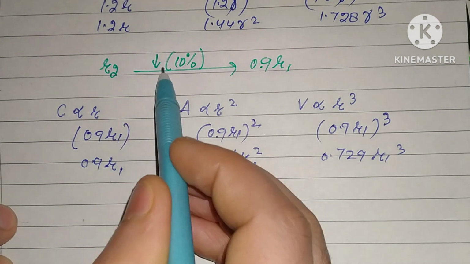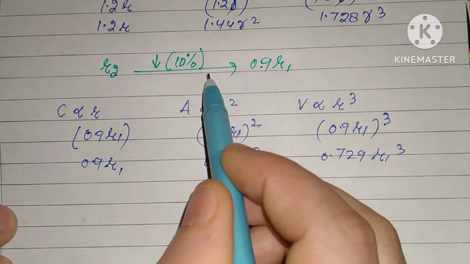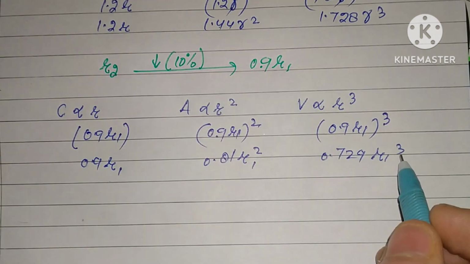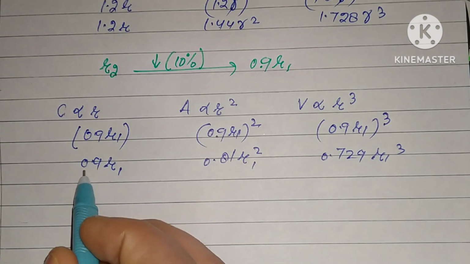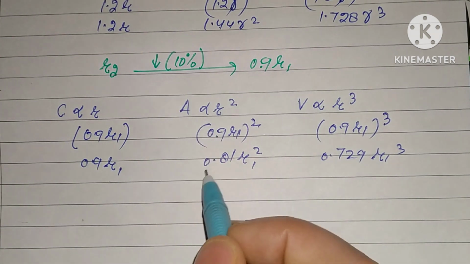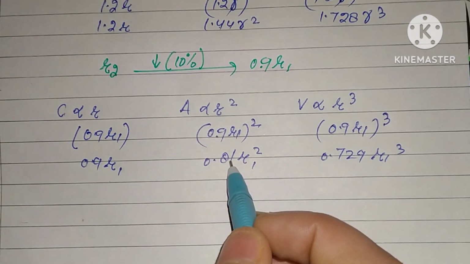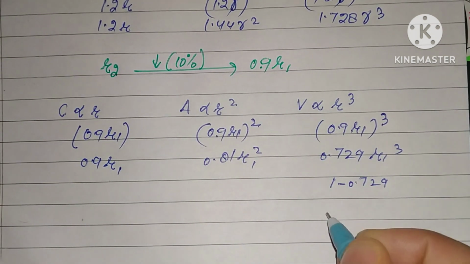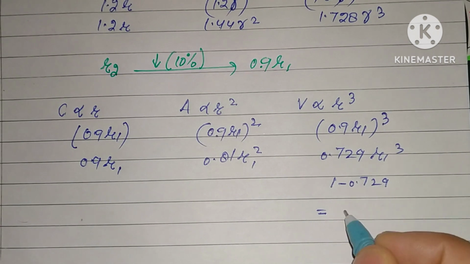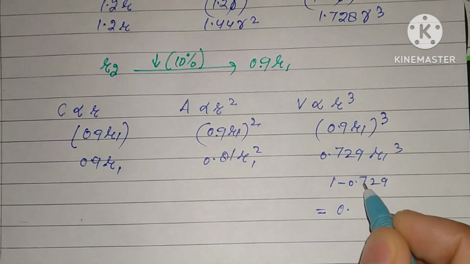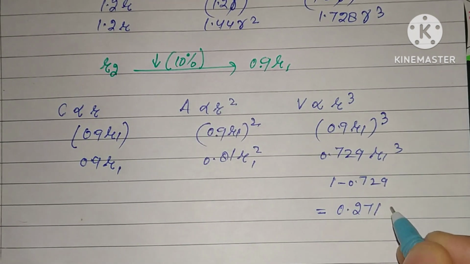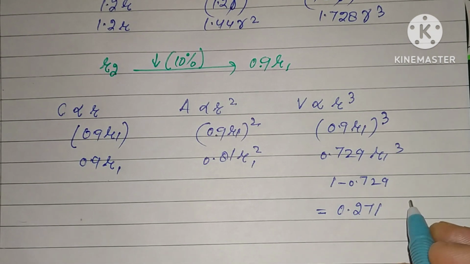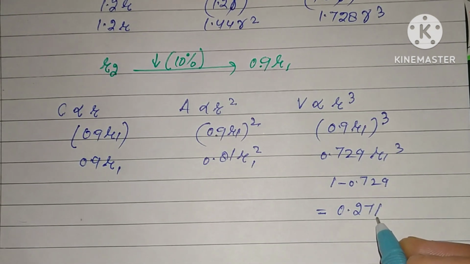Hence, if radius decreases by 10%, the new radius will become 0.9 r. Hence, circumference will decrease by 10%, area will decrease by 19%, and volume will decrease by 1 minus 0.729, that is equal to 0.271. That is a 27.1% decrement.